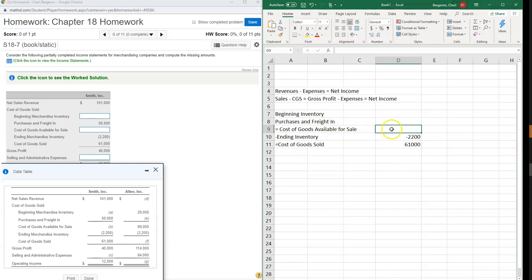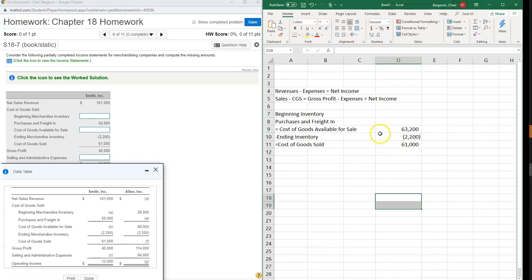But I know that cost of goods available for sale minus ending inventory gives me cost of goods sold. So I can solve for cost of goods available for sale. What minus 2,200 gives me 61,000? So if I say 61,000 plus 2,200, I can see that this minus that gives me this. So I solved for cost of goods available for sale, just knowing that that number minus 2,200 would give me 61,000. Let's get some commas in here so that they're easier to read.